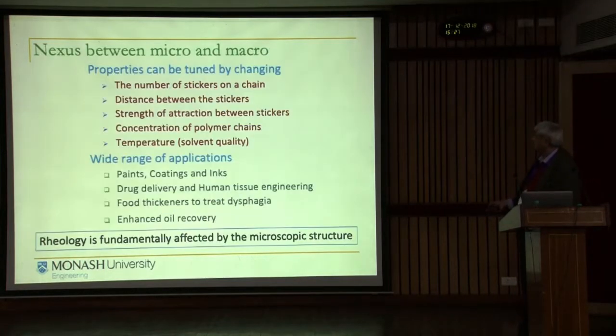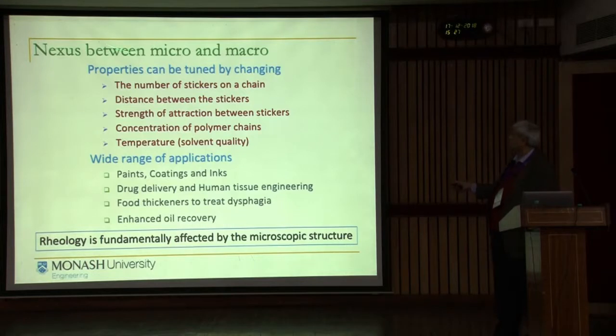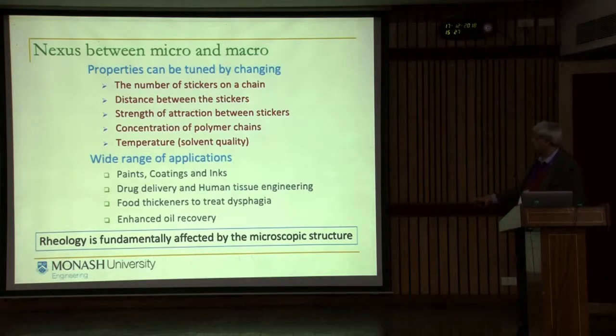Right? What is really useful about these systems is that you can delicately tune their properties. For instance, you could change the number of stickers you have on a chain, the distance between them, the strength of attraction between these individual stickers, the concentration of your solutions, and the temperature. This control allows you to get a range of properties, and that's the reason why associative polymer solutions are used in a wide range of applications, some of which are listed here. And in fact, the rheology is fundamentally affected by the microscopic structure.